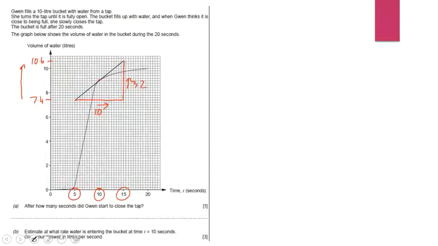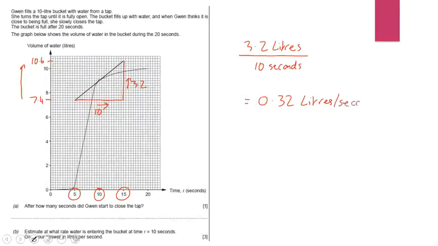So for my solution here, to work out the rate of water, it's got to be in litres per second. So it's filling up at 3.2 litres. That's my increase of volume. And it's dividing that by 10 seconds. So picking those values makes this calculation a little bit easier for me. And dividing 3.2 by 10 gives me 0.32 litres per second. And that is the rate of water at that particular time.